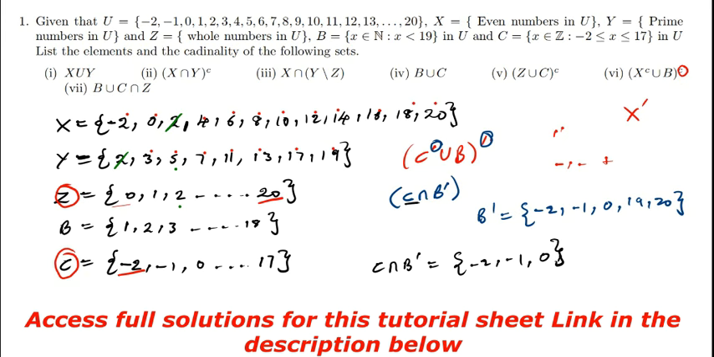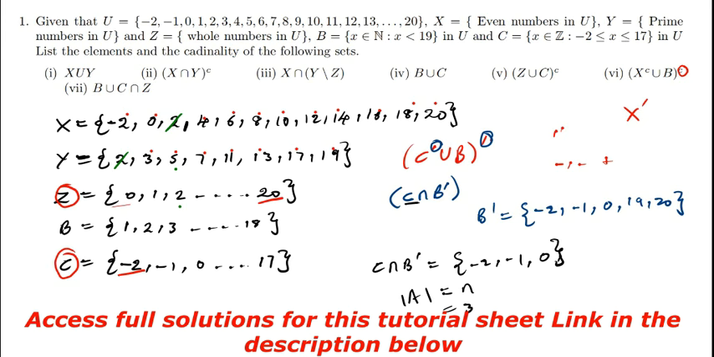Now state the cardinality of this set. So cardinality is going to be equal to n. How many elements do we have there? If you can count, we have 1, 2, 3 elements. So cardinality is going to be 3. So this is how you can answer these questions.